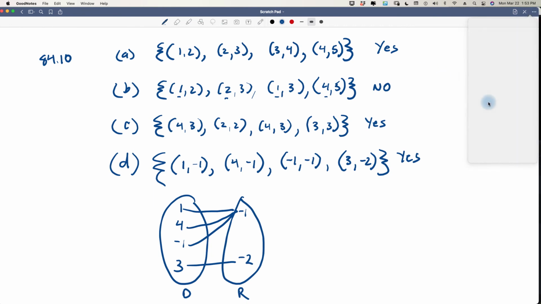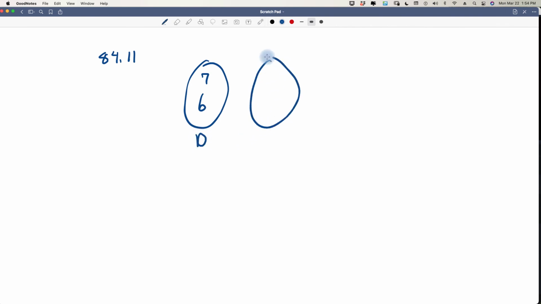All right, let's clear this page. We have another example, 84.11. We have 7 and 6 in our domain, and in our range, we have 11, 4, and 8. 7 maps to 11, 6 maps to 4, and 6 maps to 8. Is this a function? No. Why? Because 6 has 2 answers. The x value of 6 has 2 y's. That can't happen. So the answer is no. It's not a function. Okay?